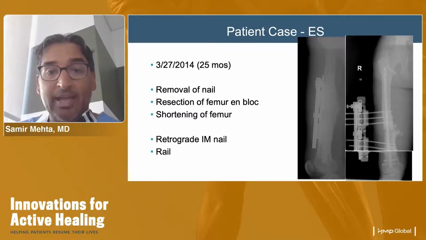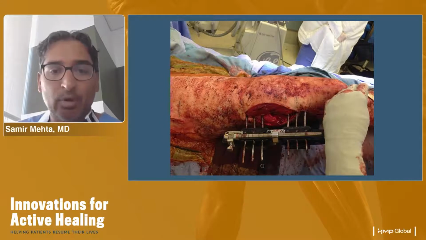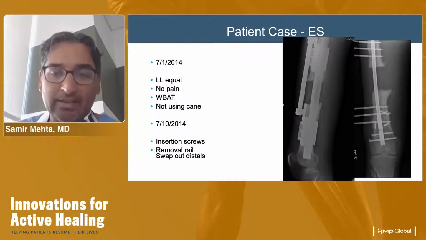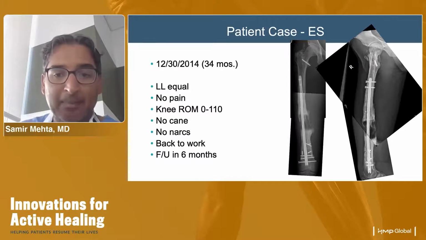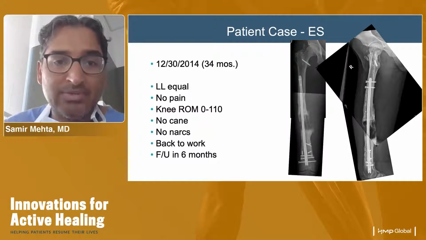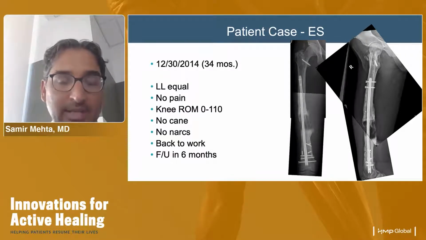I shorten him again. I put in a new nail. I put him back on the ultrasound. I lengthen him over time. I finally get him out to length. You can see the bone formation that's happening with the ultrasound and the new rod. And ultimately, at 6 months after this surgery, 34 months after I saw him, I finally get him to heal.